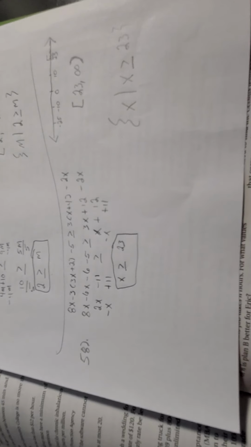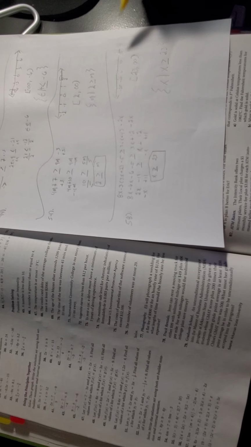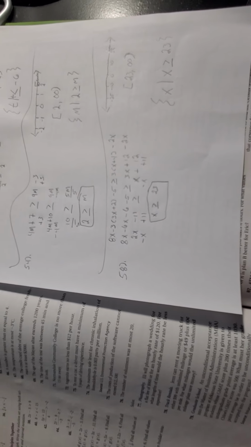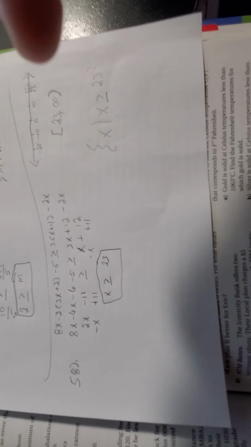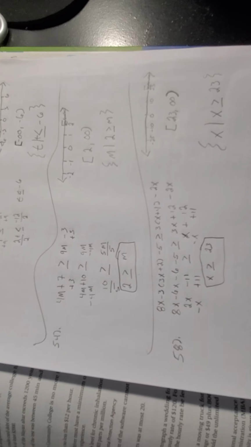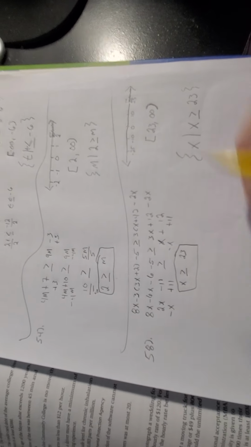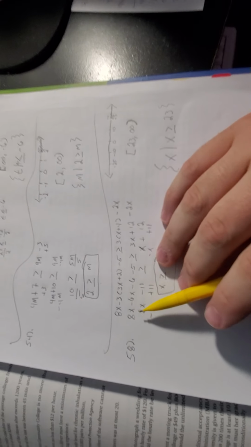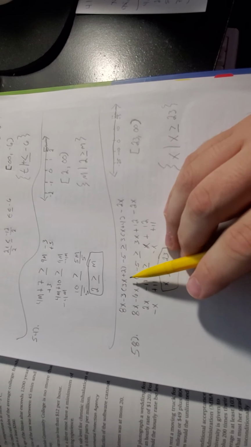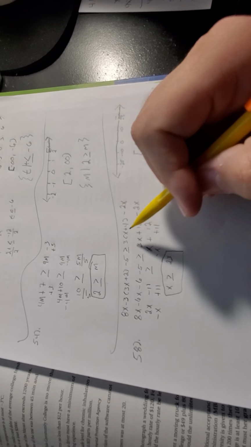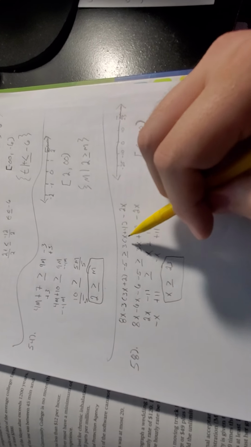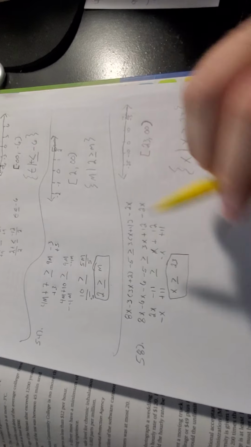Now 58. Number 58 is still under that same group of problems that 54 was in, so just solve, write the solution using both set builder notation and interval notation. This one is just a little bit longer with the equation, so just doing the basic algebra, it wasn't too difficult. So the equation was 8x minus 3 times 3x plus 2 minus 5 is greater than or equal to 3 times x plus 4 minus 2x.